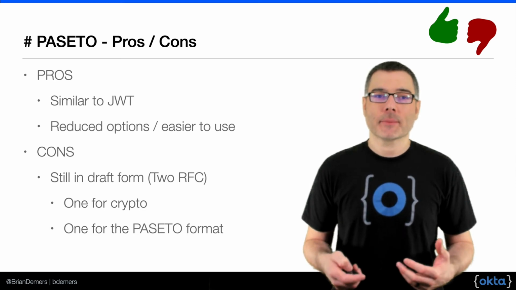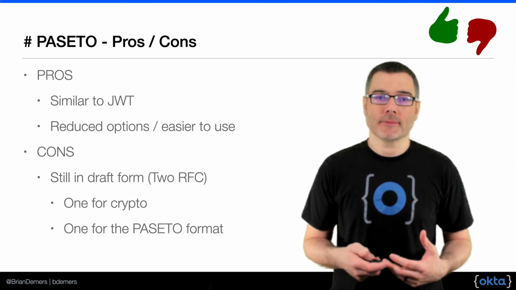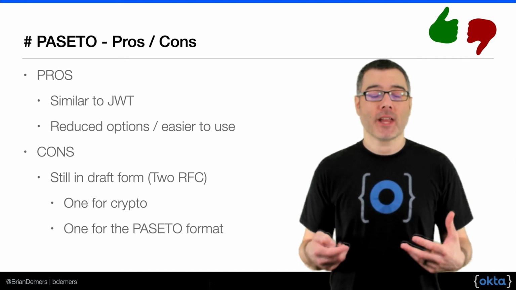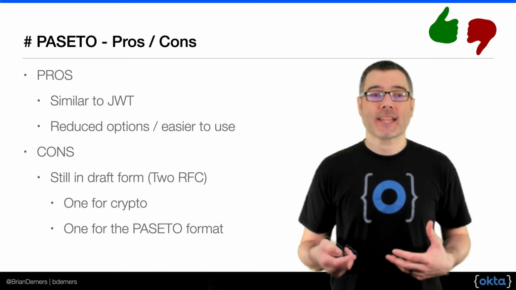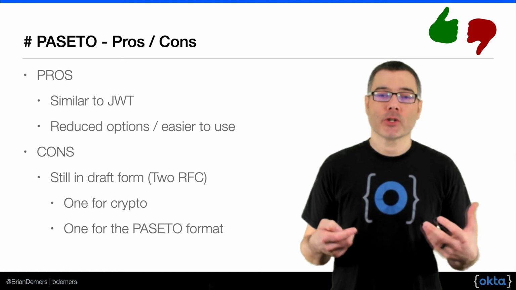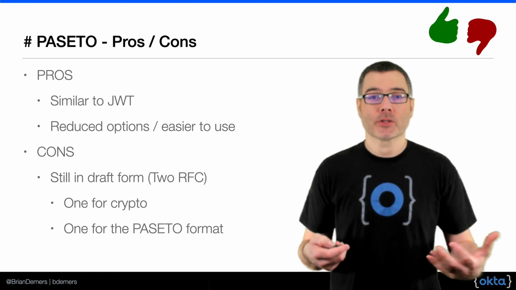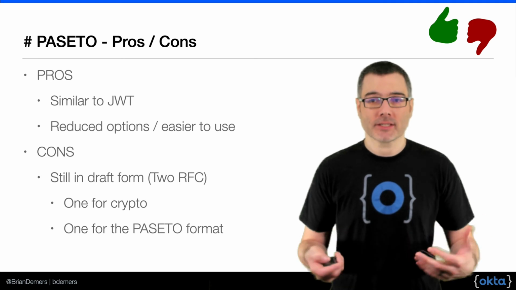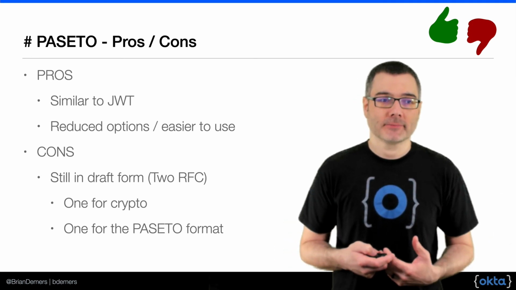PASETO covers the same set of use cases as JWT, but they're easier to use, which means there's less room for human error. One obvious exception to this is when the protocol that you're using explicitly calls for the use of JWT, like in the case of OpenID Connect. Then obviously you use what the protocol dictates.